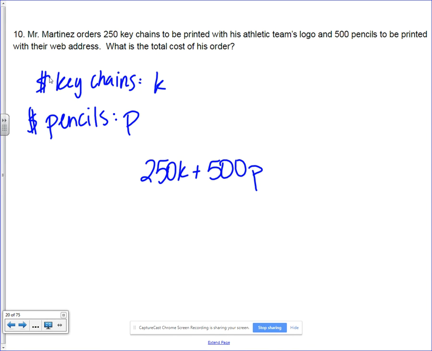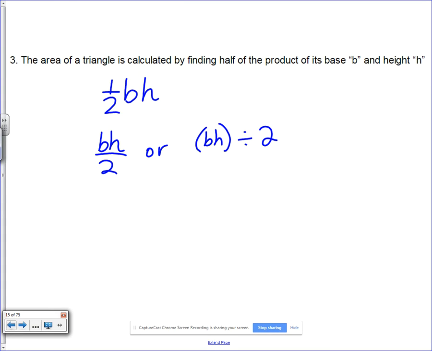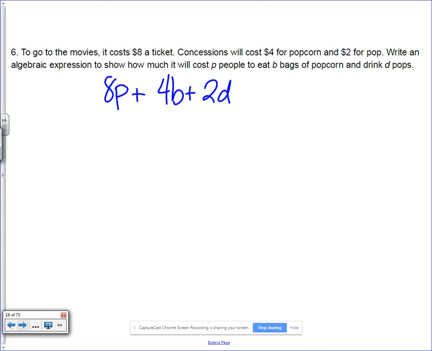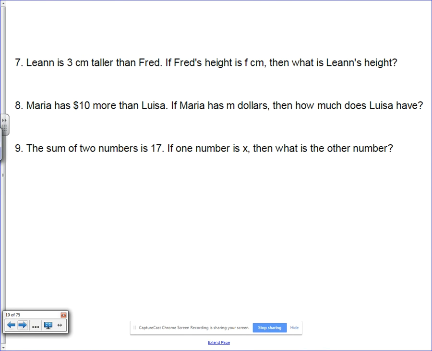Okay. Let's go up to number 7. We're going to go from easiest to hardest here on these 3. Number 7. It says Leanne is 3 centimeters taller than Fred. If Fred's height is F centimeters, then what is Leanne's height? They're telling me the variable F for Fred, right? But they want me to write the expression for Leanne, correct? So you got to figure out, what do you have to do to Fred's height to make Leanne's height?